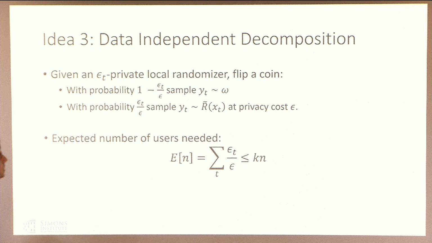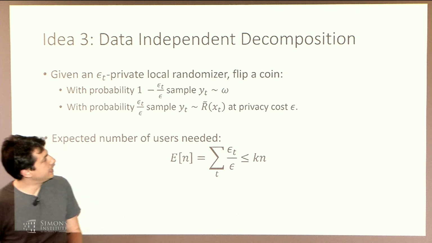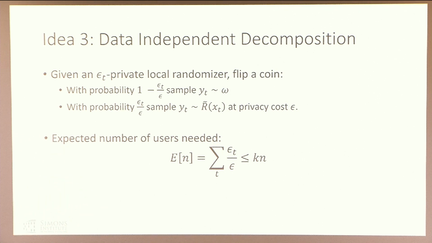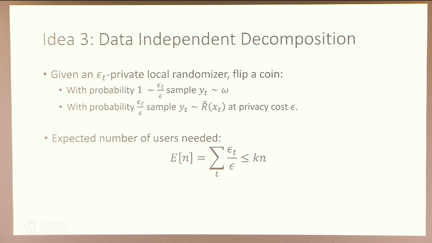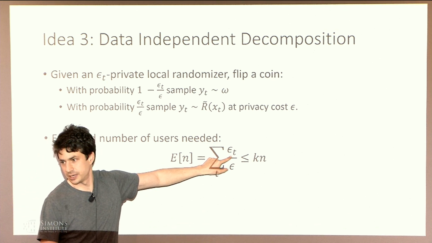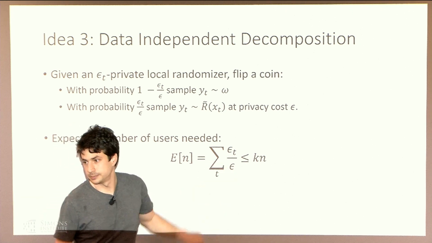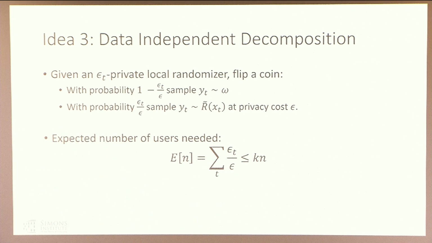And again, when the epsilons are small, I'll show you that all of this stuff generalizes to when the epsilons are big, but the bounds are more messy. When the epsilon is small, the probability that I need to sample a new person is roughly epsilon_t over epsilon. And so if you look at the expected number of users that I need to actually sample, it's the sum over all of the rounds of the privacy parameter of the local randomizer at that round divided by epsilon. And if the mechanism was k compositional, that's k times n.